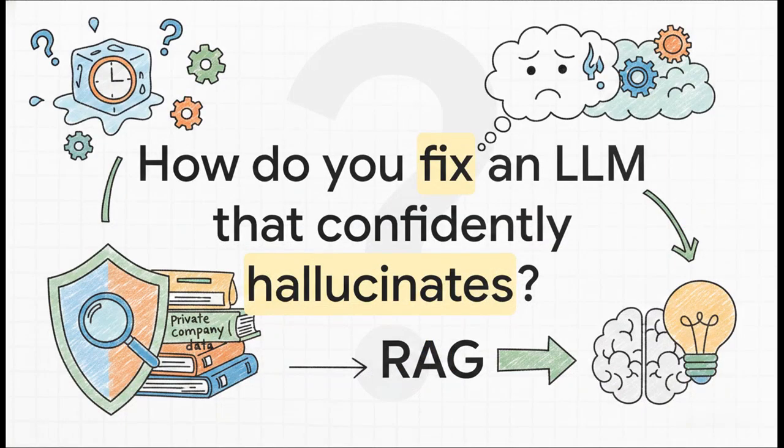Right off the bat, let's talk about the Achilles heel of large language models. They're frozen in time, and they have this really bad habit of just making things up when they don't know the answer. You ask a foundational model a highly specific question about your company's internal data, and it tries to guess based on its training weights. That's exactly what leads to those confident yet completely wild hallucinations we've all experienced.